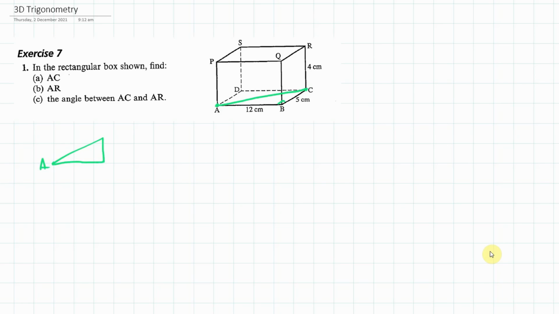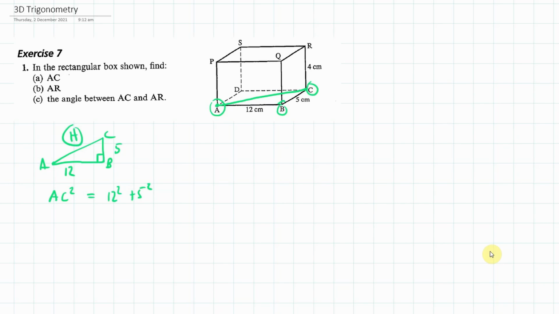This is A, this is C, and this is B with my 90-degree angle. I know that this length is 12 and this length is 5, and I've got to find the length of AC. At this point, all you geniuses are probably thinking to yourself, well, I hope you are at least, Pythagoras' Theorem. And that's exactly what we'd do. So AC squared equals 12 squared plus 5 squared, because this is our hypotenuse here, isn't it?